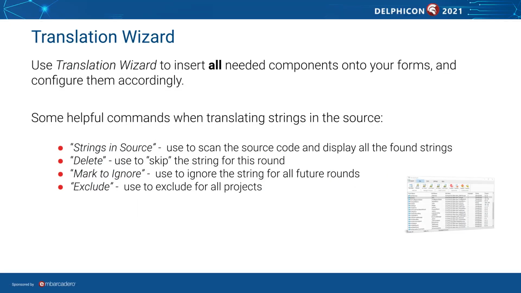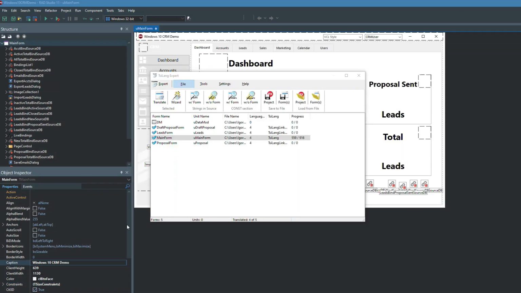Sounds good and clear, but sometimes your code includes strings that need to be translated in the source, not just inside the components. To translate them, we use the strings in source command from TsiLang Expert. This will scan the source code of the unit and display all found strings. Not all strings should be translated and therefore should be skipped. We can skip them for this round using the delete command, or mark them to ignore for all future scans using the mark to ignore command. Moreover, we can add them to the permanent skipping list, so they will be excluded for all projects by using the exclude command. Check the next video to see how that all can be applied.